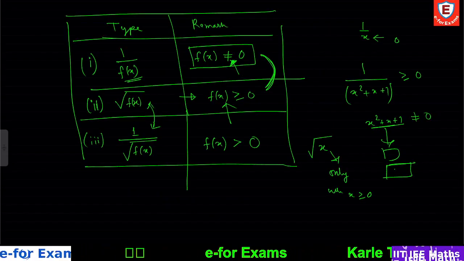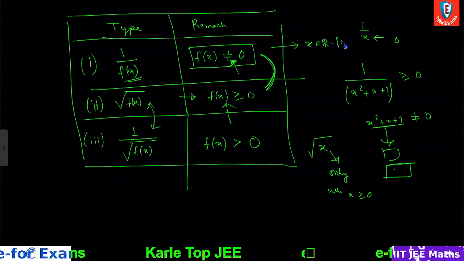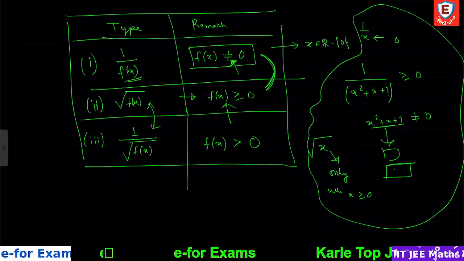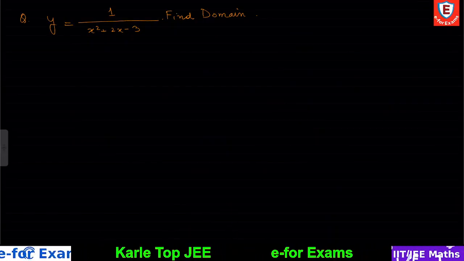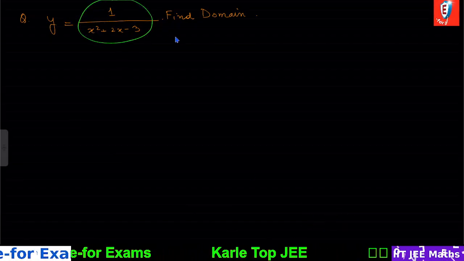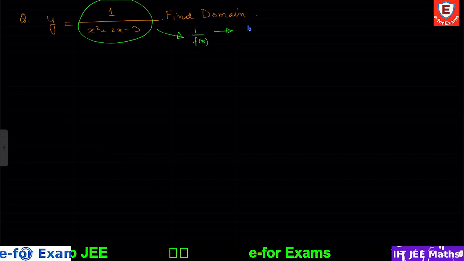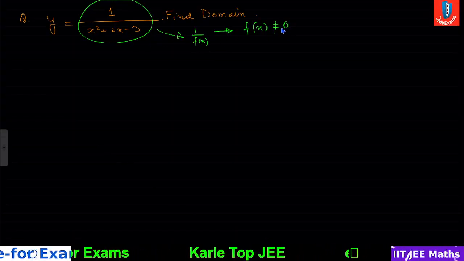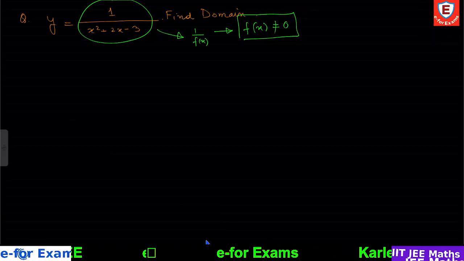So let's start solving some questions. Here in the first one, x belongs to R except 0. Okay. Next, let us try to solve this. What format is this? This is 1 by f of x, right? So what I just told you is that f of x cannot be equal to 0. This is in the denominator, right? So f of x cannot be equal to 0. Using this, we will solve the question.